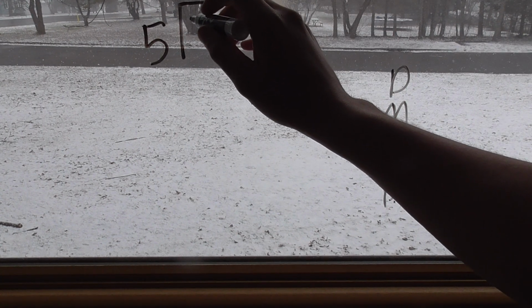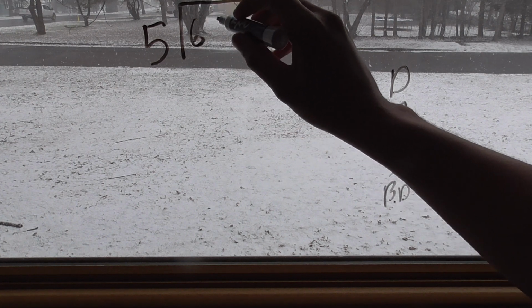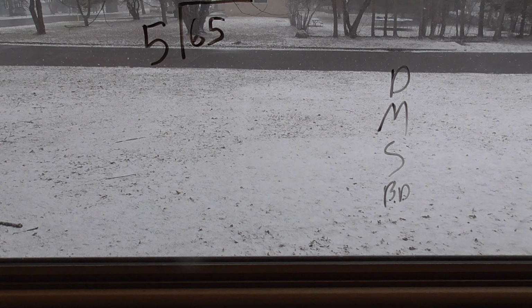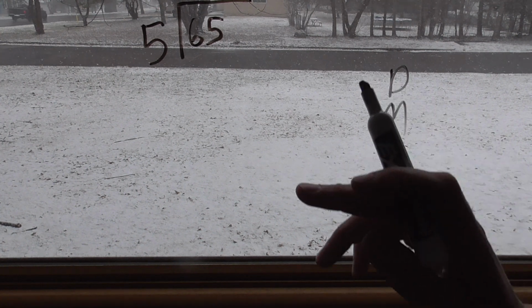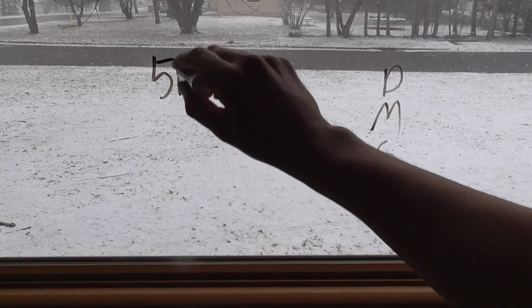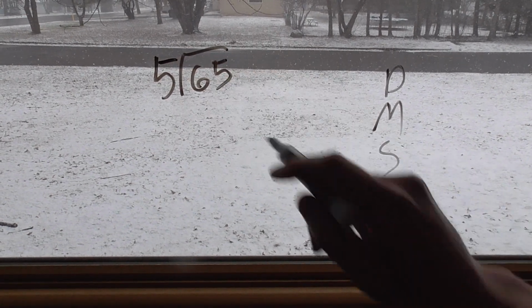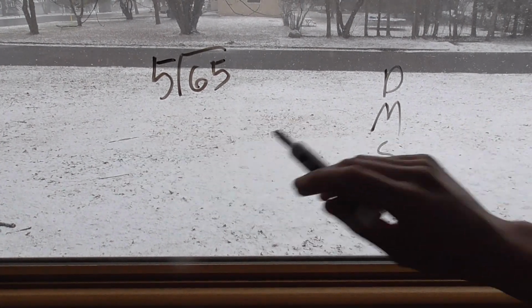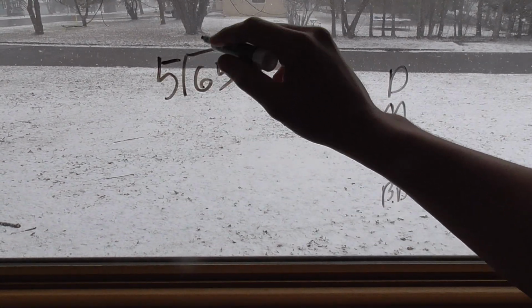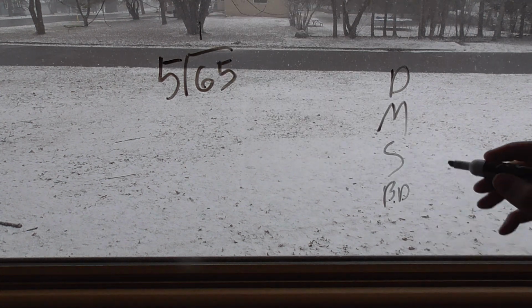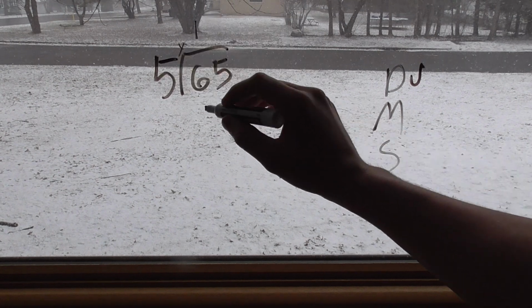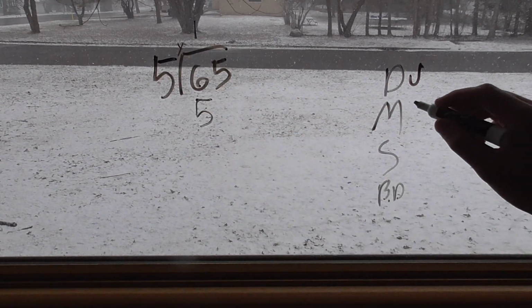Let's go 5 divided by 65. I'll put it a little bit lower so you can see it. 5 divided by 65. How many times does 5 go into 6? That's our first division. Well, there's only one 5 in there, so we'll put a 1 there. Done. Multiply. 1 times 5 is 5.